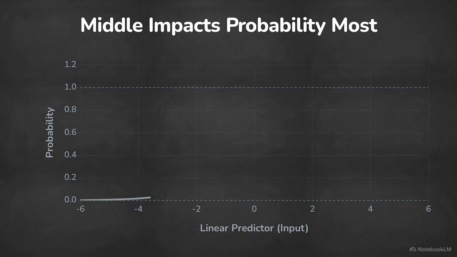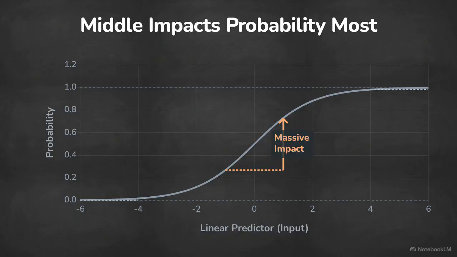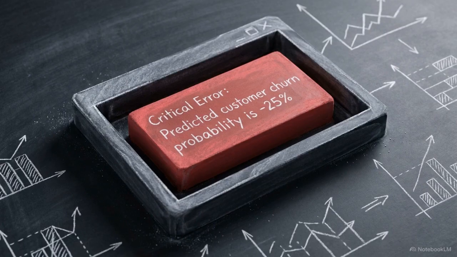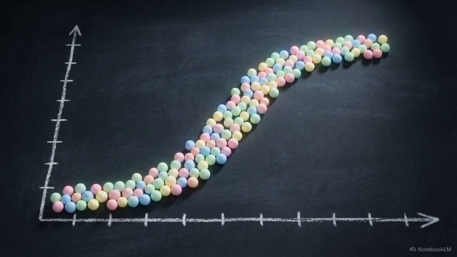Practically, this means changes in input have massive impacts on probability in the steep middle of the curve, but almost zero impact at the flat extreme ends. Confusing the linear predictor space with the probability space leads to severe business logic errors. Human behavior follows curves, not straight lines.